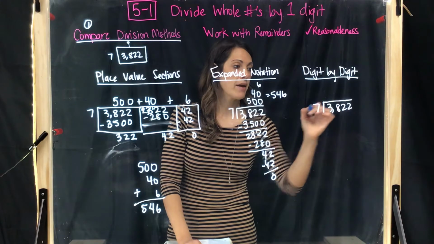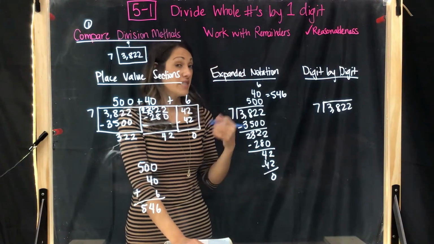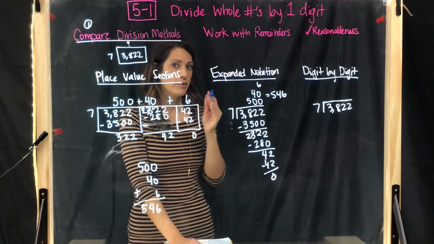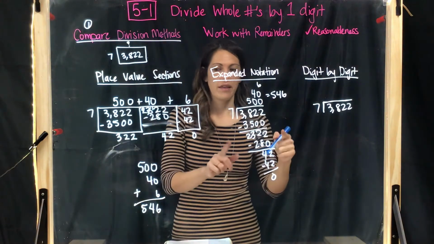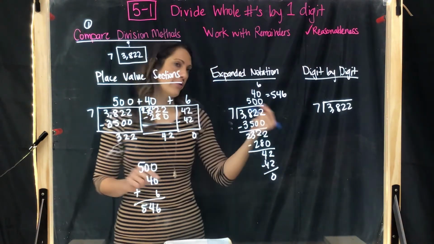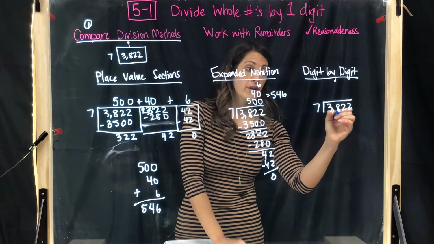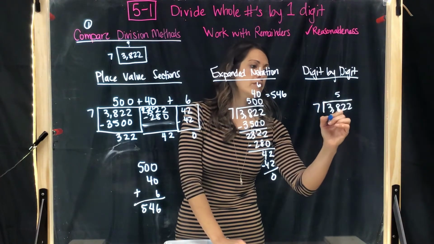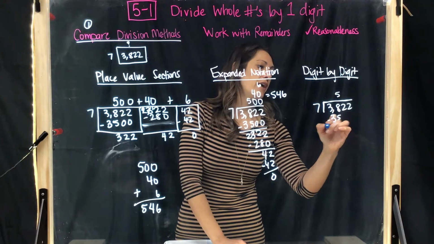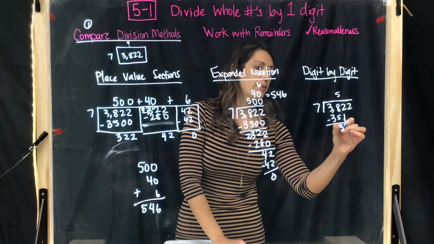You can make more mistakes here, place value mistakes, because you're putting the numbers in the wrong spot. So this and this are preferred, but you can divide anyway. So 7 does not go into 3, but 7 goes into 38 5 times, and 7 times 5 is 35. Subtract, get a 3, bring down my 2.